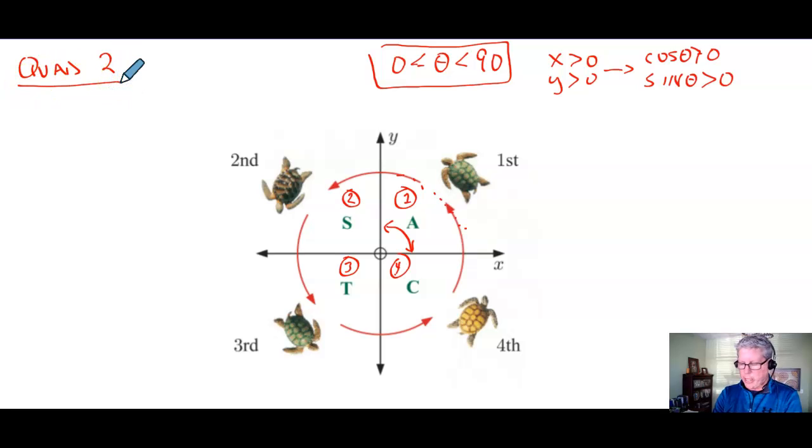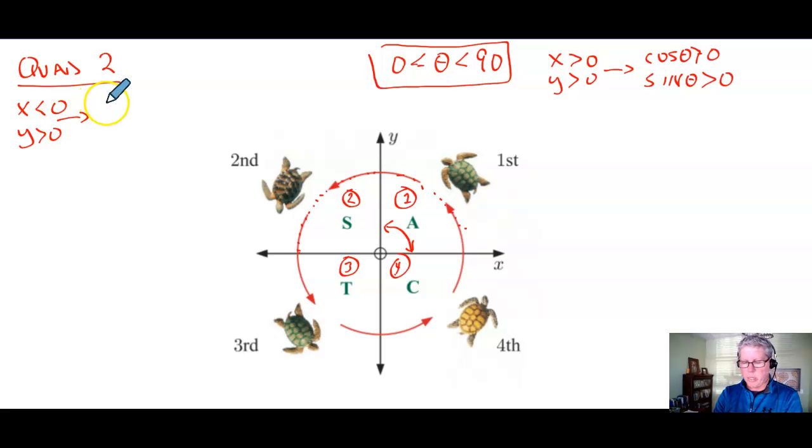We know that x will be less than 0 and y will be greater than 0. What am I looking at here? Any point on the unit circle, I'm looking at the x coordinate and the y coordinate. To get over here, I need to go to the left. That's forcing x to be negative, and then up, that's forcing y to be positive. But we don't really care about that too much.